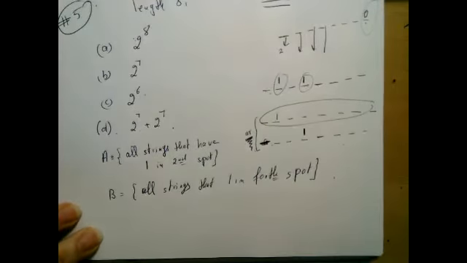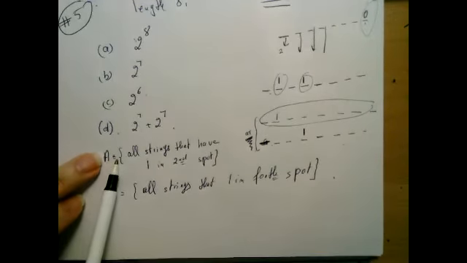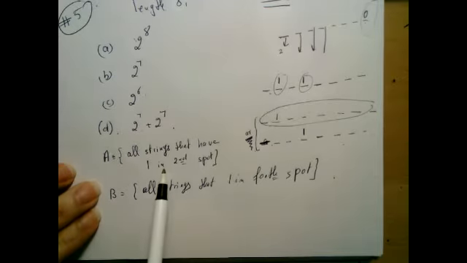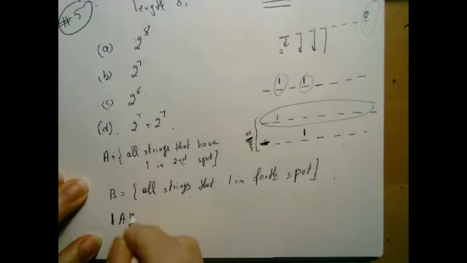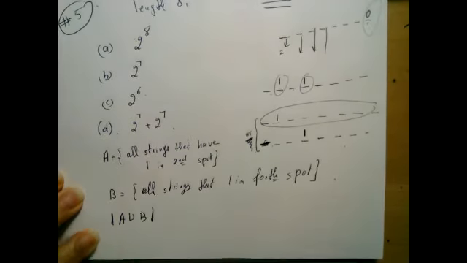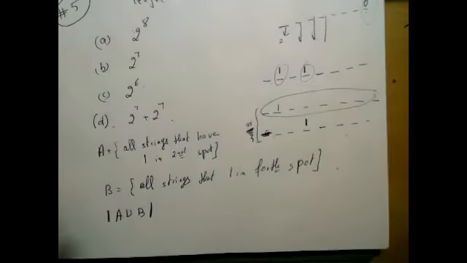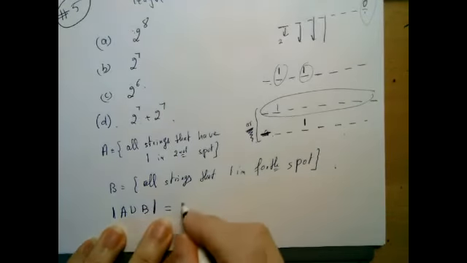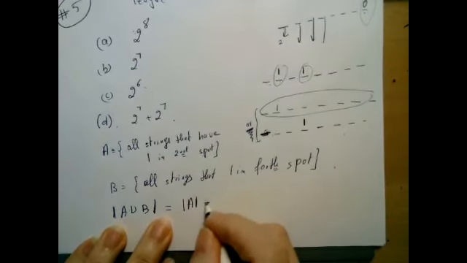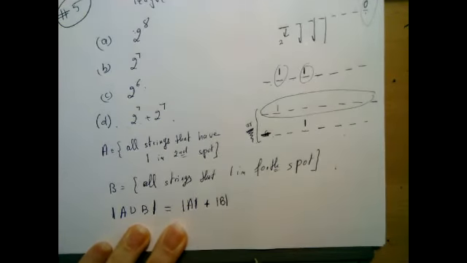What do they want me to do? They want me to compute all the strings that are either in A or in B. So I'm really looking for how many are in their union, either here or here. So now, how many are there in their union? It's how many in A plus how many in B if the intersection is empty.